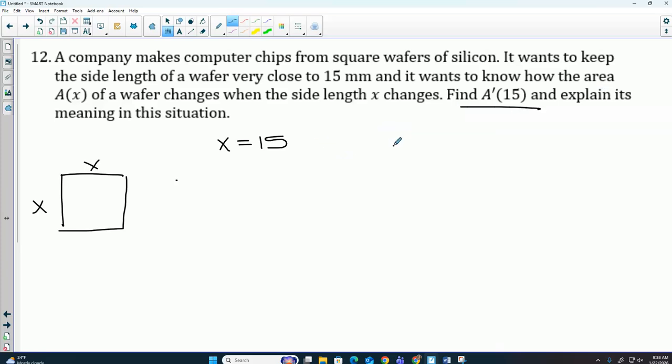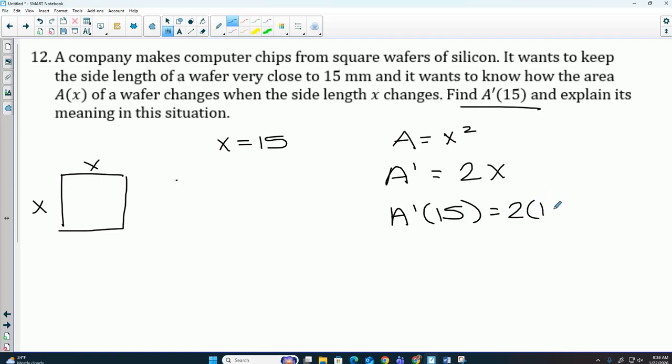So how do you find the area of a square? X squared. Times what? X squared. So the derivative, A prime or dA/dx, whatever you want to call it, would just be 2x. So I asked for A prime of 15. So 2 times 15 is 30. And what I'm really looking at here, do you know what this means?